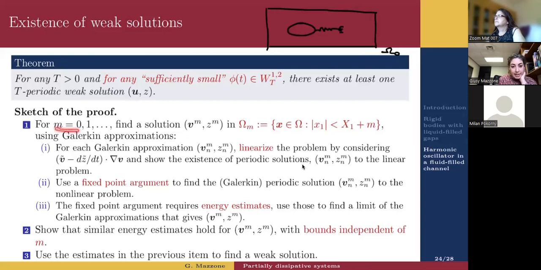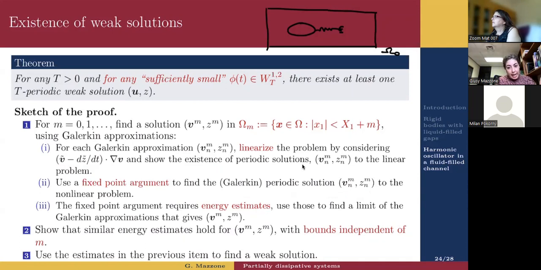So now for each fixed m, we find V_m, Z_m, the solution to the equation through a Galerkin approximation. How does the Galerkin approximation work? For each Galerkin approximation, omega_{m,n}, where n is the corresponding Galerkin approximation at step m, you linearize the problem by linearizing the nonlinear term. Then one shows the existence of a periodic solution to the corresponding linear equation. And now you use a fixed point to find a Galerkin periodic solution to the nonlinear problem. But here we are still at the Galerkin level n.